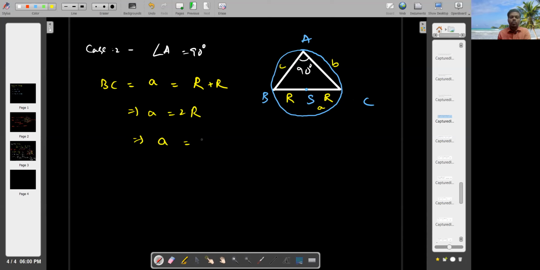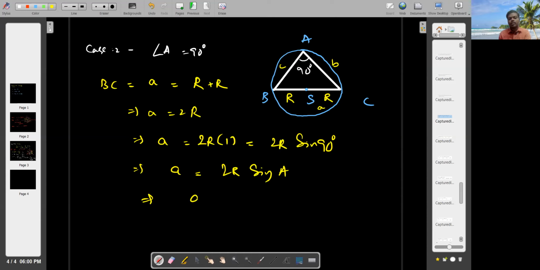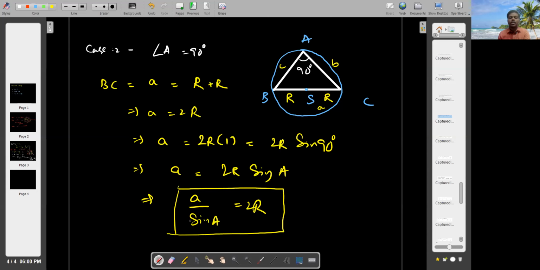Then A equal to 2R into 1, which is 2R sin 90 degrees, and 90 degrees is angle A. So sin A. That implies A by sin A equal to 2R. So the second case is also satisfied. Similarly, we can prove B by sin B equal to 2R and C by sin C equal to 2R.